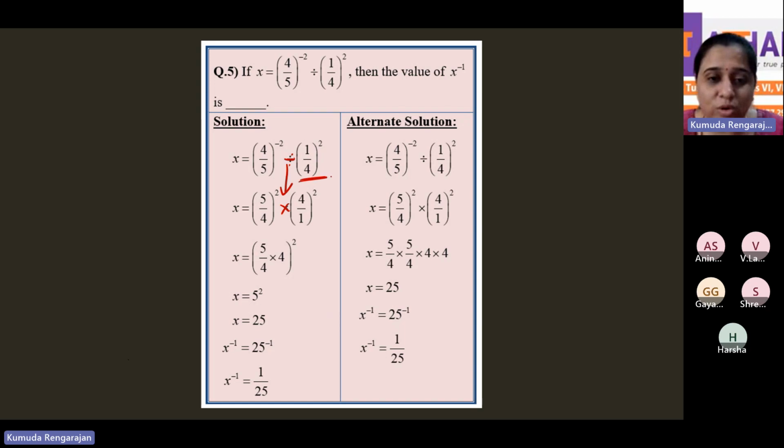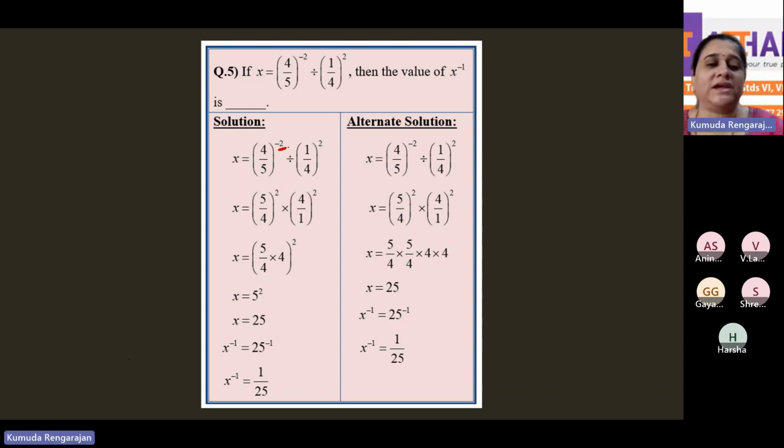When division becomes multiplication, we write the reciprocal of the next term or expression. While writing the reciprocal, I don't want the positive power to become negative. So I want 2 to remain 2. So I take the reciprocal of the base, 1 by 4, 4 by 1. So it's something which is planned.